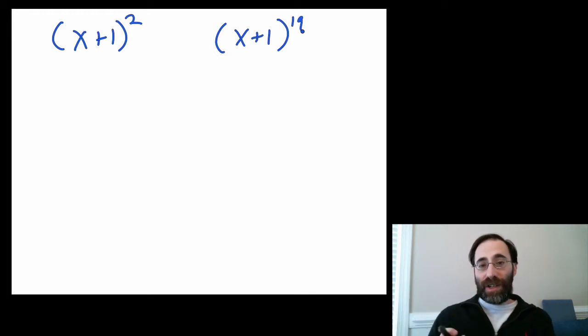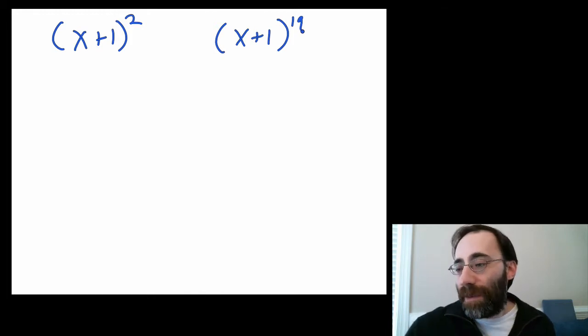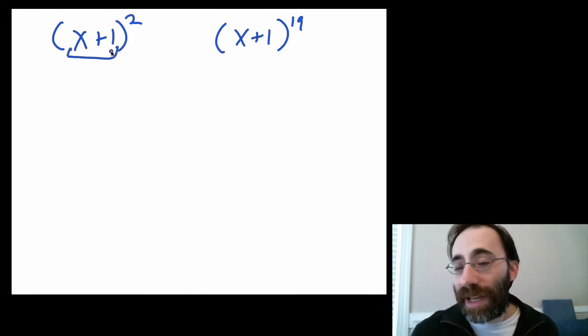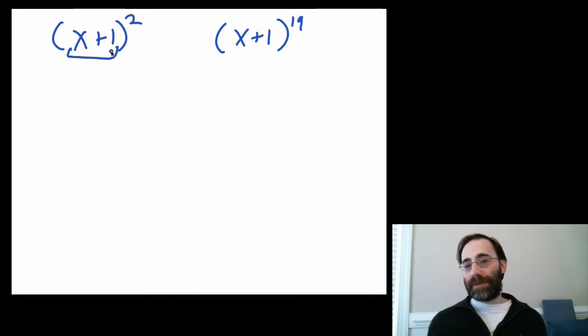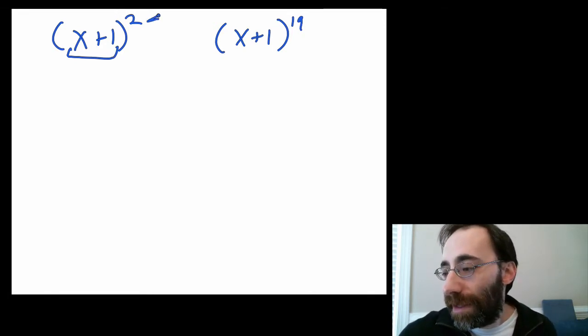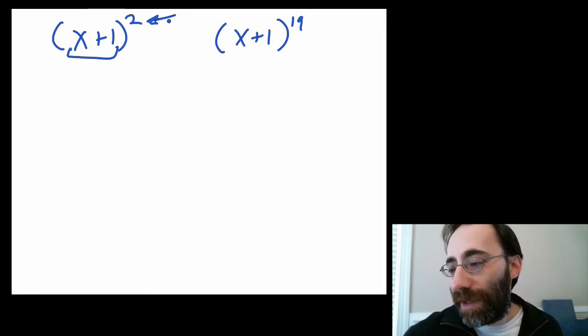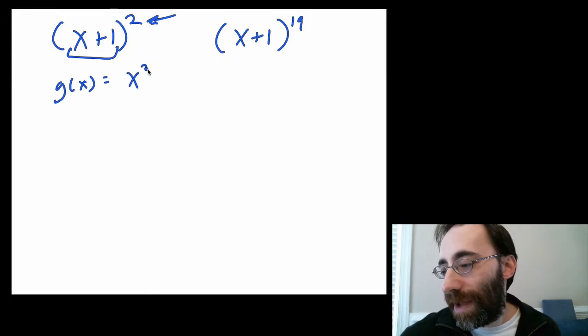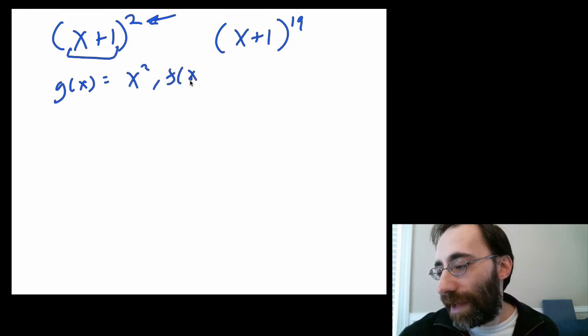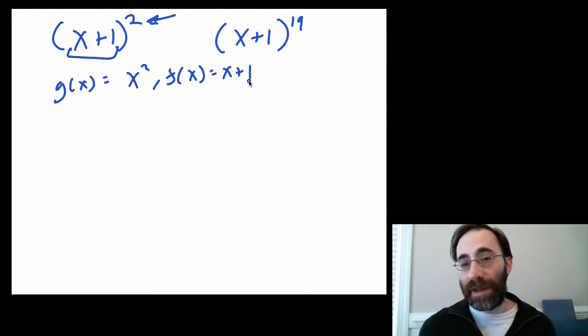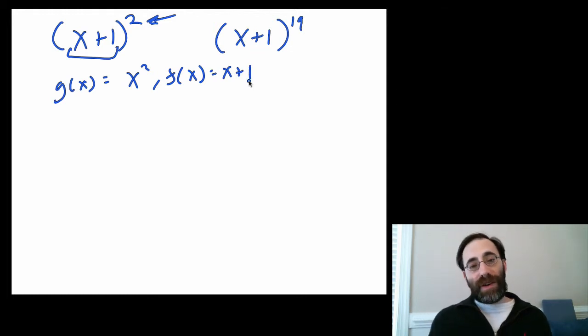If you look at this function carefully, you may think, okay, maybe it's actually two functions together. On the one hand, there's x plus 1. That's a function of x. On the other hand, there's that thing squared. What if instead we define g of x as x squared and f of x as x plus 1? Now we've split this function up into a composition of functions.